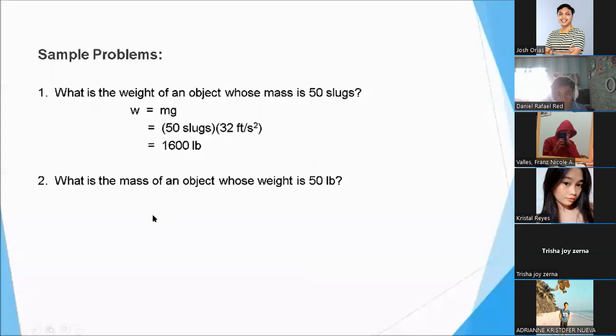All right, another example. What is the mass of an object whose weight is 50 pounds? Okay, so again, ayan. So, from weight equals mg, we derive the working equation na mass is equal to W over G. Substituting and solving out, we get 1.56 slugs.